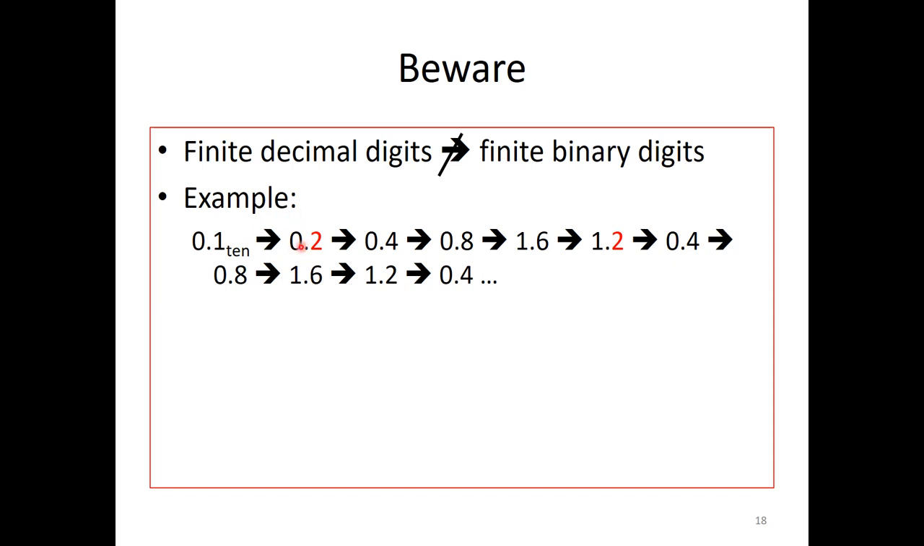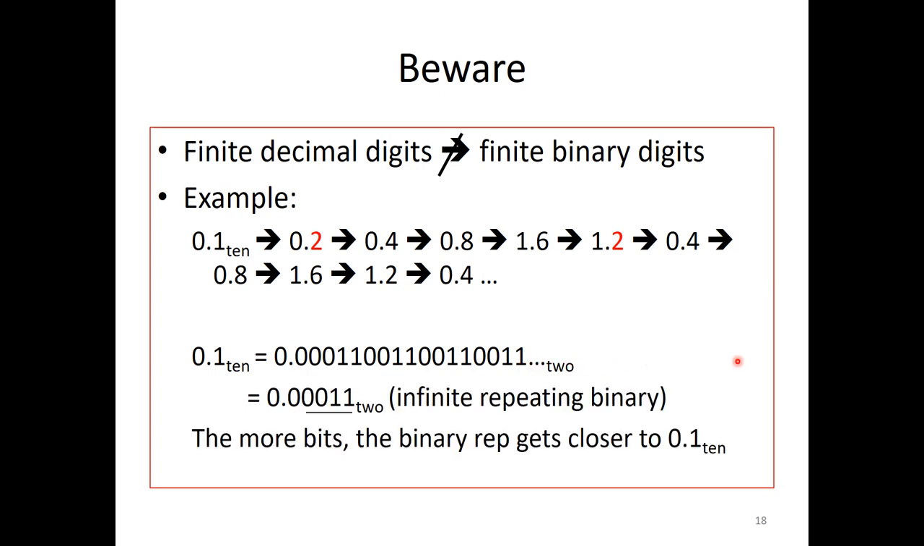Why? Because you keep on multiplying to get the actual binary digits: 0.2, 0.4, 0.8, 1.6, 1.2. Remember, you keep on multiplying the 0.6 by 2 for continuous multiplication, and it never ends. So 0.1 in the decimal system is equivalent to 0.00011 0011 0011 0011, and it keeps on going up to infinity. So it is an infinitely repeating binary representation. The more bits you have, the closer the binary representation gets to 0.1, but it is never accurate.